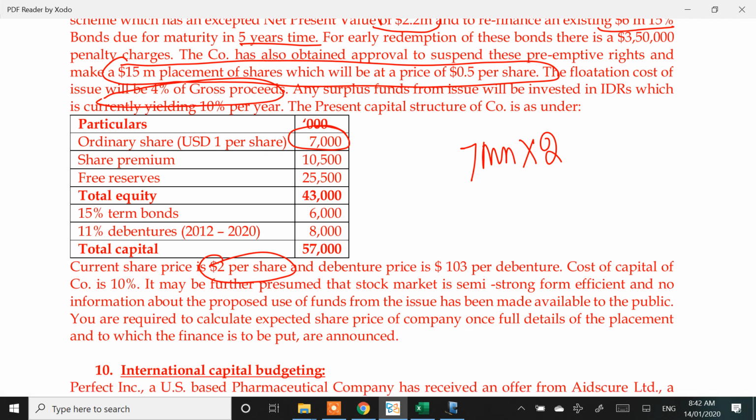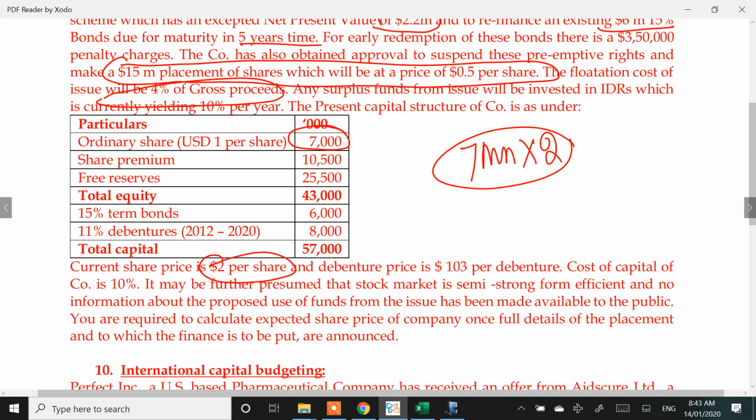This will go up by 15 million because I'm making a new issue. Go back to your understanding of mutual funds: when you issue new units, your net worth will go up. On top of that, if the project generates some positive NPV, there will be a further improvement. So I'm going to start with 7 million into 2, and see what leads to an increase in net worth and what leads to a decrease. What can lead to a decrease in net worth is the penalty charge of 3,50,000. What can also decline it is the flotation cost of 4%. All of this is going to lead to a dip in the net worth of the company.